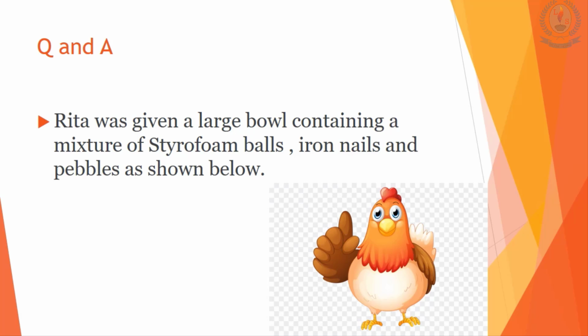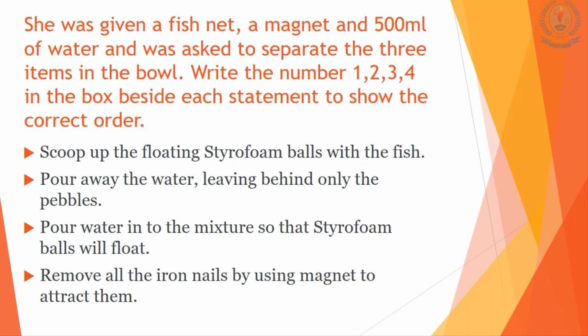Rita was given a large bowl containing a mixture of styrofoam balls, iron nails and pebbles as shown below. She was given a fish net, a magnet and 500 milliliters of water and was asked to separate the three items in the bowl. Write the number 1 to 4 in the box beside each statement to show the correct order.